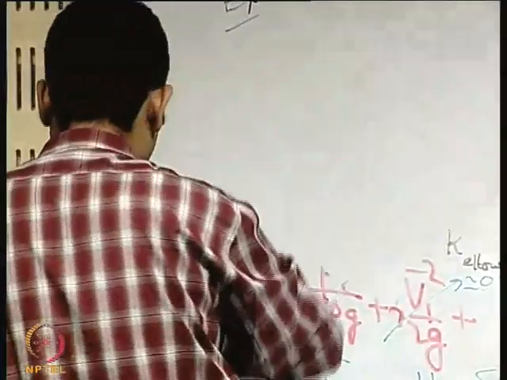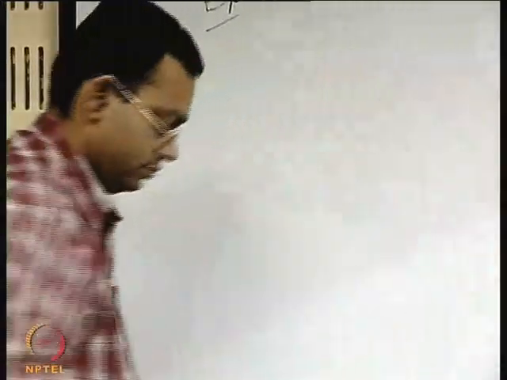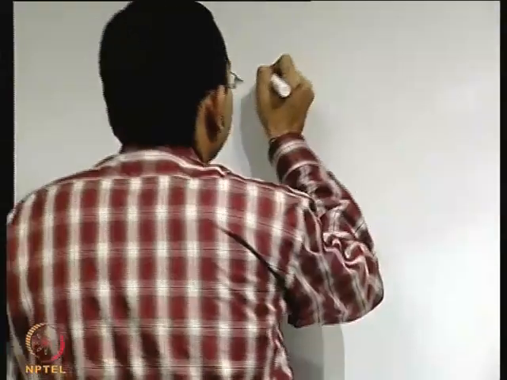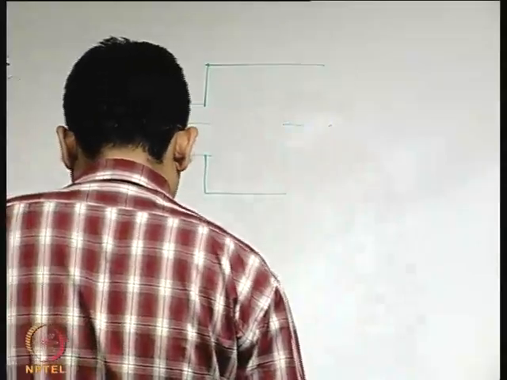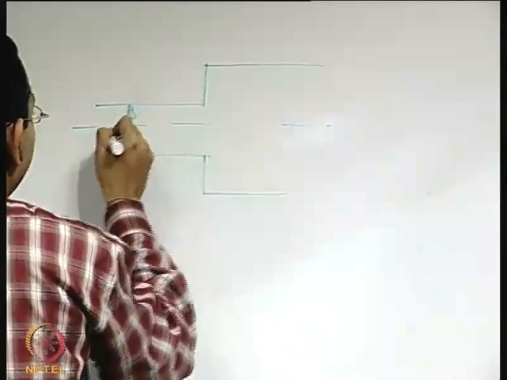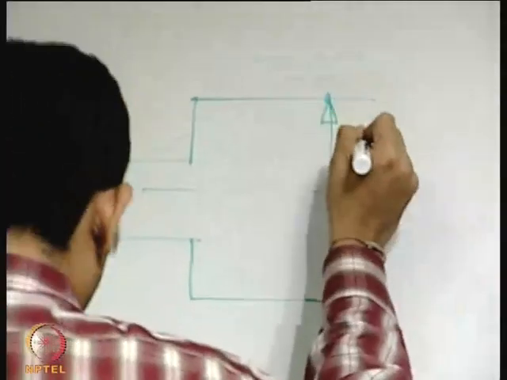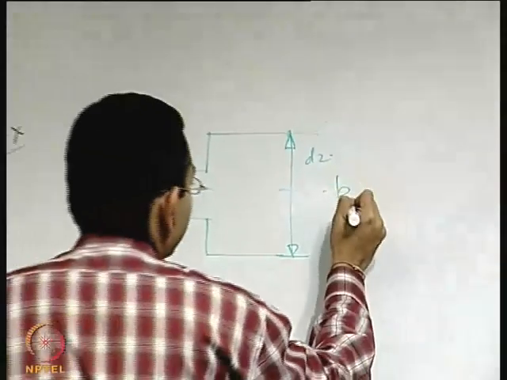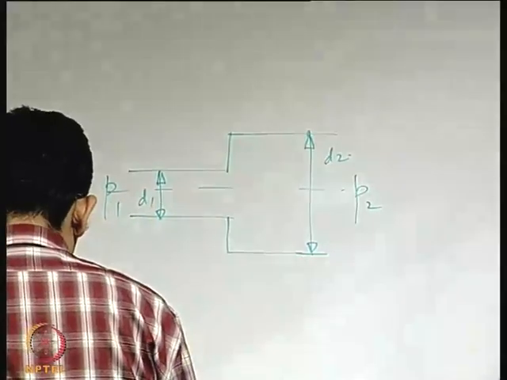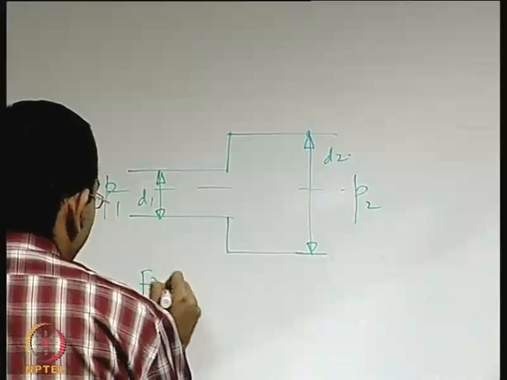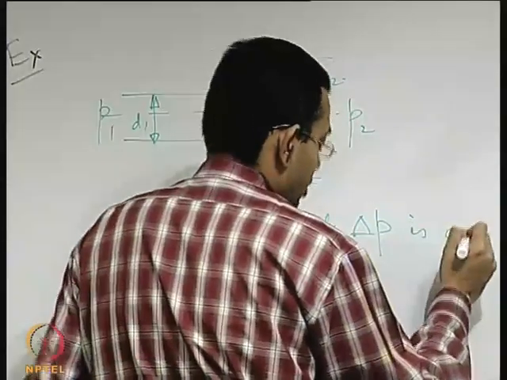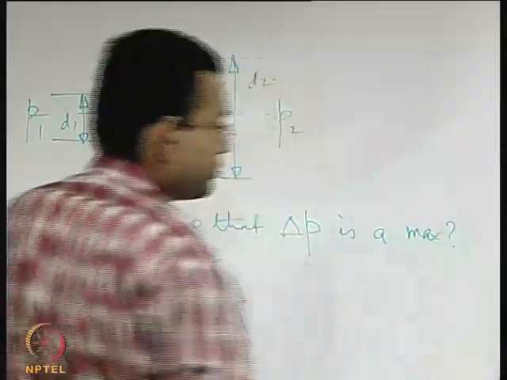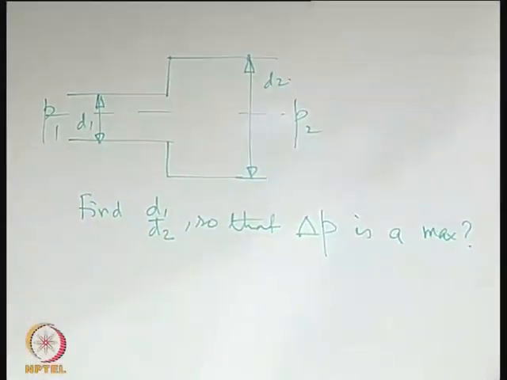So let us work out another problem. Let us say that you have a horizontal pipeline with diameters of d1 and d2, and the pressures at the two ends are p1 and p2. What you have to find out is the ratio of d1 by d2 so that delta p is a maximum. Delta p is the difference between p1 and p2.